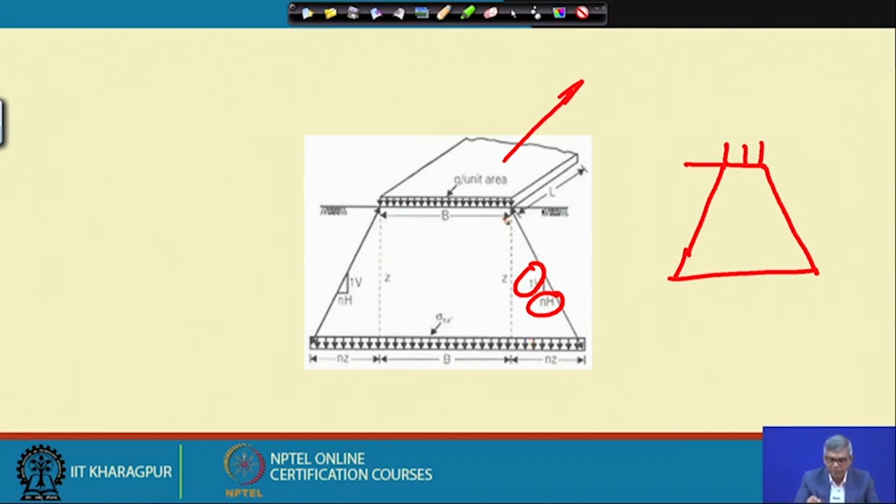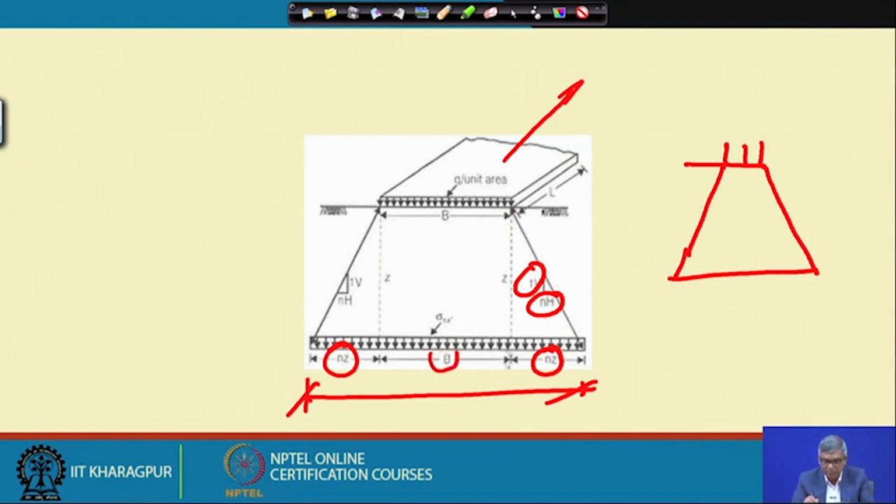Here actually it was B. Now, because of the dispersion, I can consider this is the footing width. So, what is the footing width now? If I take one vertical, N horizontal, then it will be N times Z, and this will be B. This is the B projection. So ultimately your width will be B plus 2 times N Z, and now if N is 0.5, it will be B plus Z.